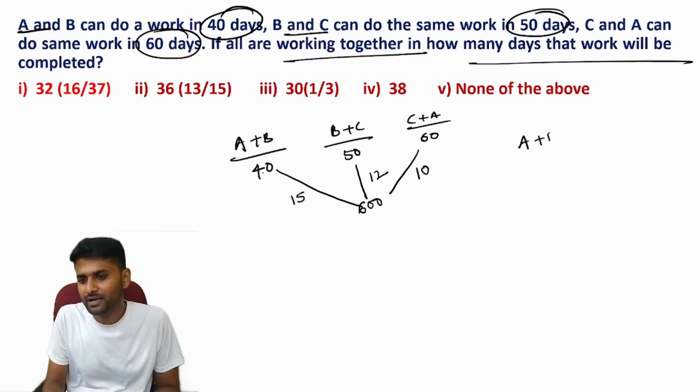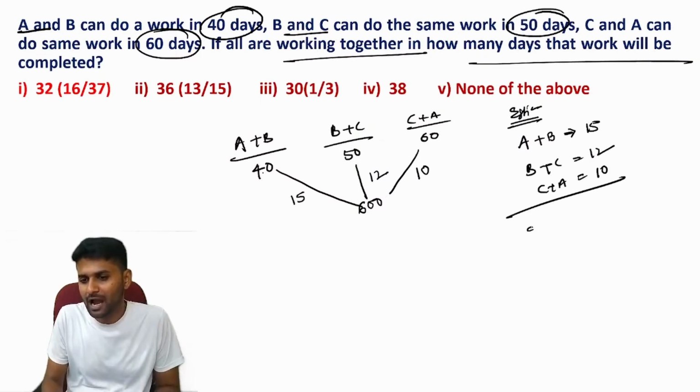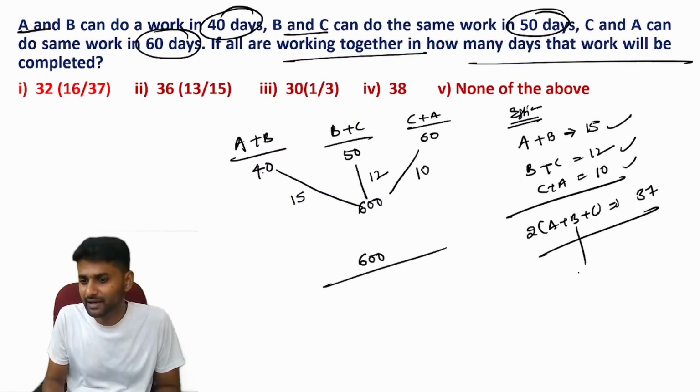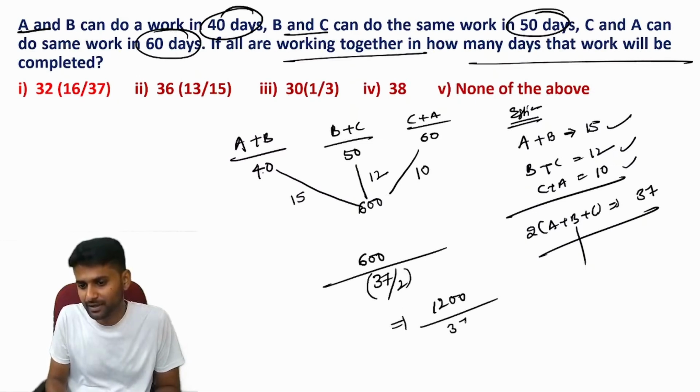Guys, for your understanding, I am taking it step by step. We are talking about the efficiency of AB, BC, CA. Now, if you add, you will get 2 times ABC is equal to 37 units. Now, the question here: how many days does it take to complete the work? See, 600 divided by the ABC efficiency, 37 divided by 2. It becomes 1200 divided by 37.